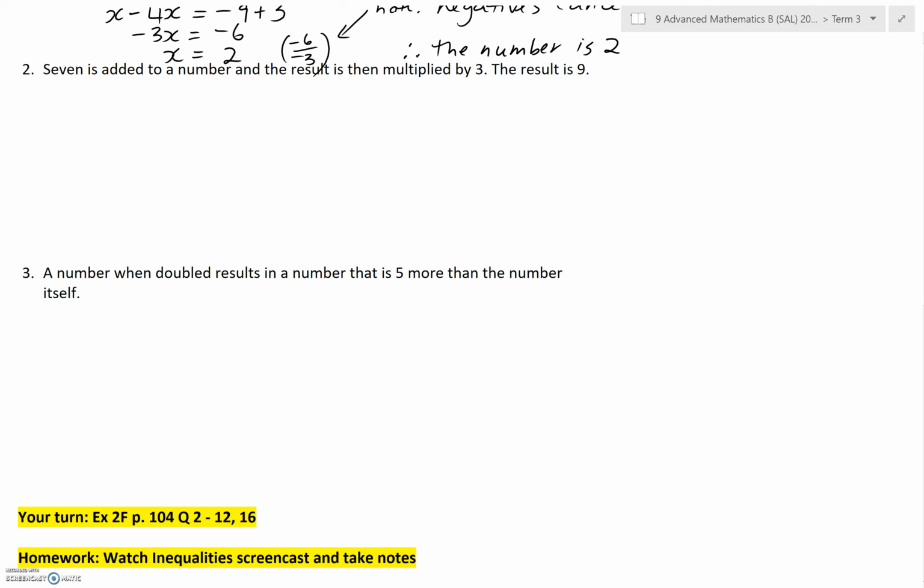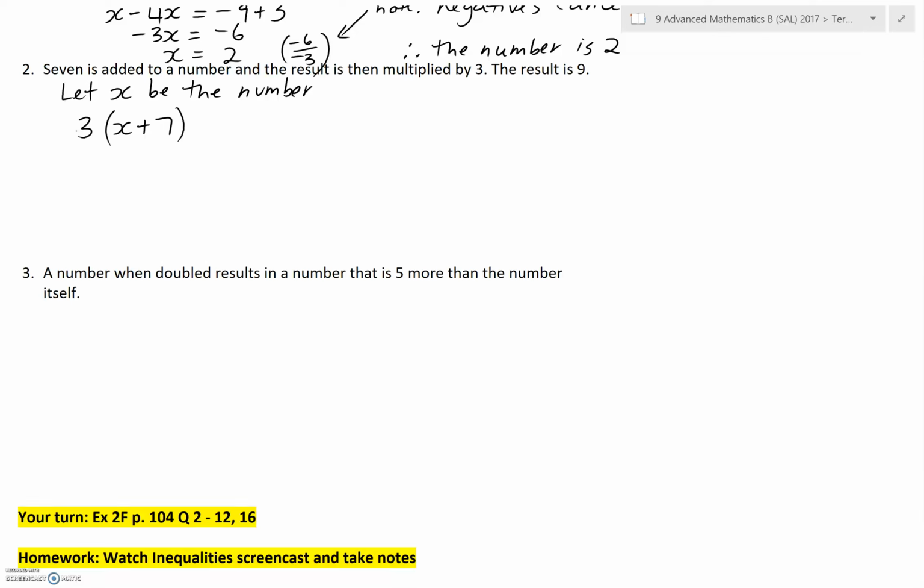So 7 is added to a number and the result is then multiplied by 3. The result is 9. Okay, so the first thing I'm going to do is let x be the number. I'm going to define my variable. Now, let's do the first part. 7 is added to a number and the result is then multiplied by 3. So our number is x, we're adding 7 to it, and then all of that is being multiplied by 3. So the first part of this equation is 3 multiplied by all of x plus 7.